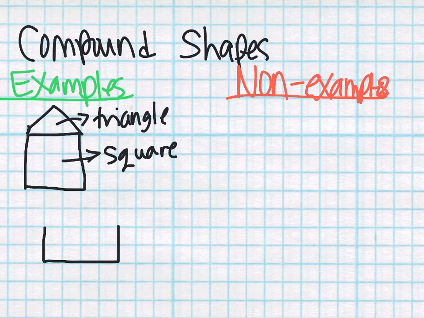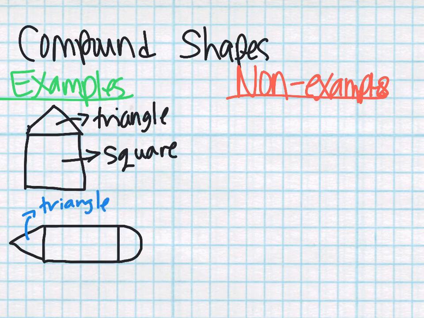I could also have something like this. So there's a rectangle and a semicircle. I can make this even crazier if I want. Throw a triangle on the other end. So this one's made up of a triangle, rectangle, and a semicircle.